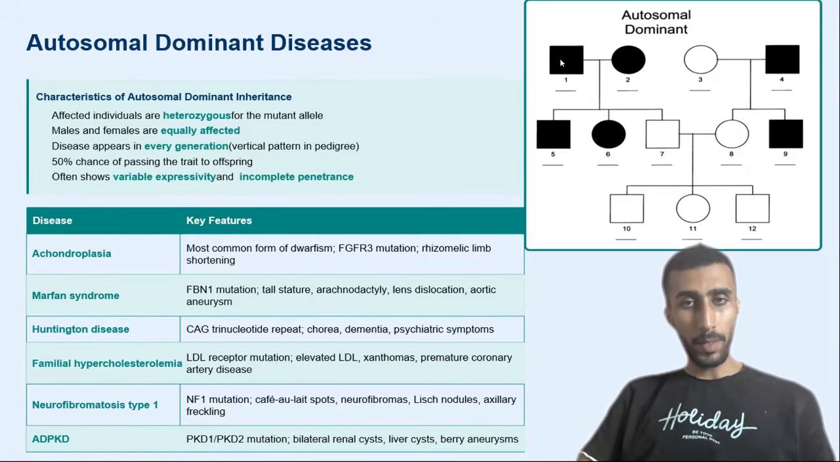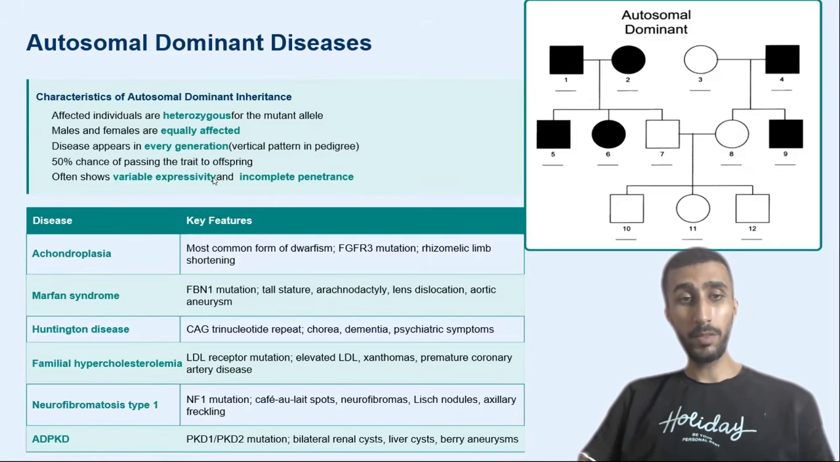Let's assume that this parent has a heterozygous mutation, so there's a 50% chance of passing a normal allele, and another 50% chance of passing a mutant allele. So there's a 50% chance of passing the trait to the offspring, and there are very important terms, which are variable expressivity and incomplete penetrance.